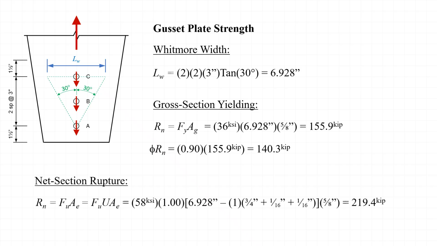Next, we'll calculate the net area, A sub n, as the Whitmore width minus the diameter of one bolt hole, and then taking the shear lag reduction coefficient U equal to 1, we find that the nominal net section fracture strength is equal to 219.4 kips. Applying the resistance factor 0.75, we find that the design strength is equal to 164.6 kips.